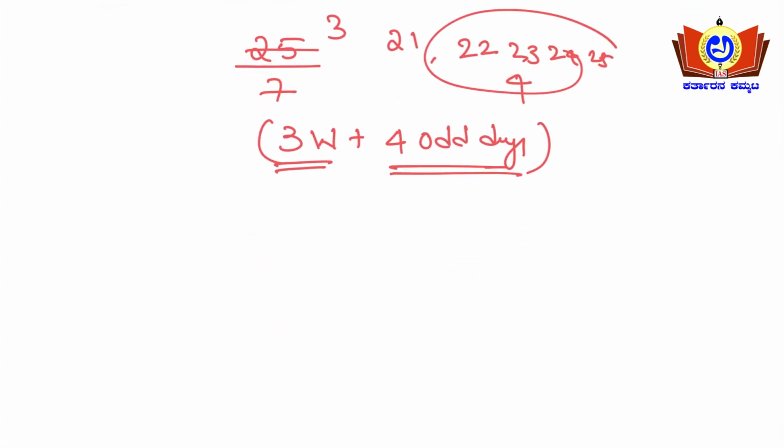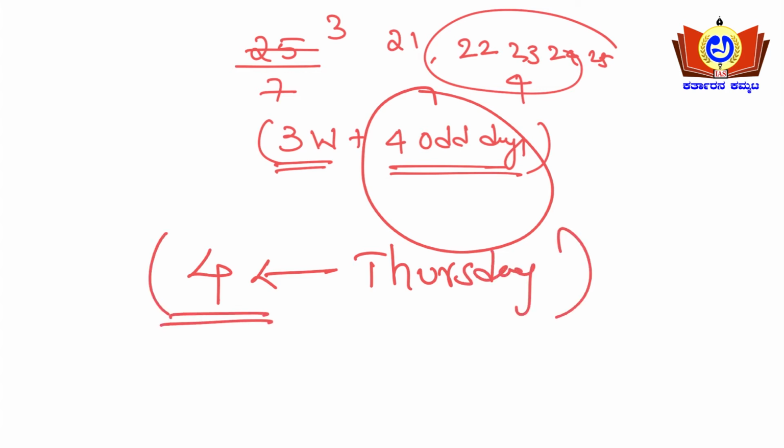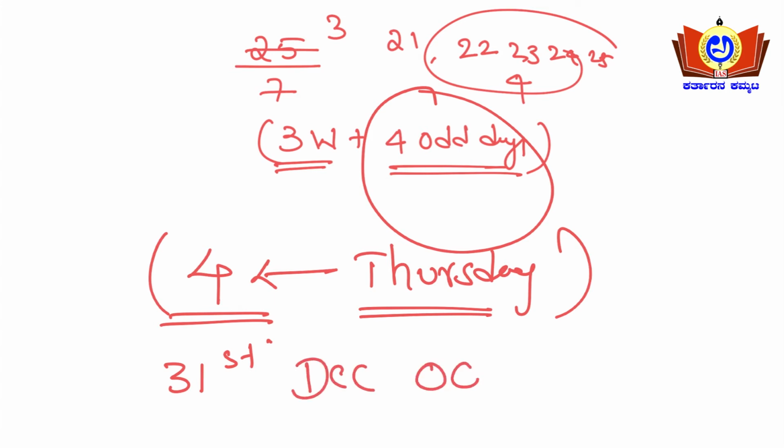So here, this 4 is the odd day, that concept I told you, right? If the odd days are 4, then that will be Thursday. Simple, right? If the answer comes as 4 odd days, then it is Thursday. So what is the Thursday here? 31st December of 0020 will be Thursday. Simple, right? See, I'll take one more example on the next page.